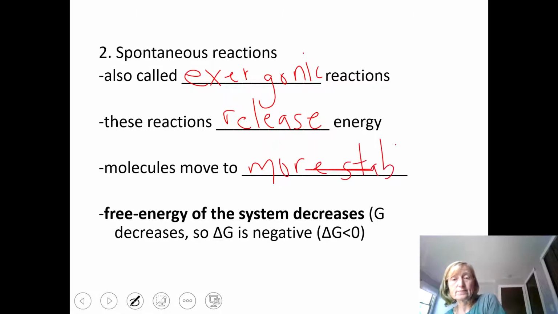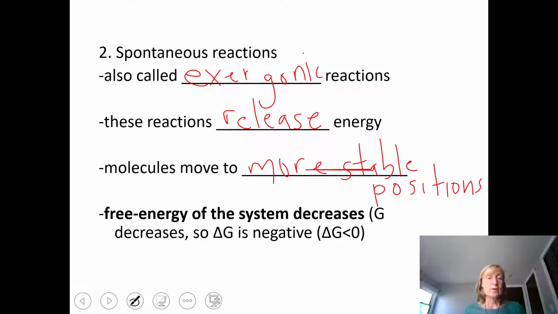We would say that the molecules are moving from a less stable to a more stable position. So something like a less stable slinky to a more stable position. Less stable would be stretched out, more stable would be closed up. Or less stable would be at the top of the stairs, more stable at the bottom of the stairs. What we say in this case is that the free energy of the system decreases. Delta G, or the change in free energy, is negative, or less than 0.